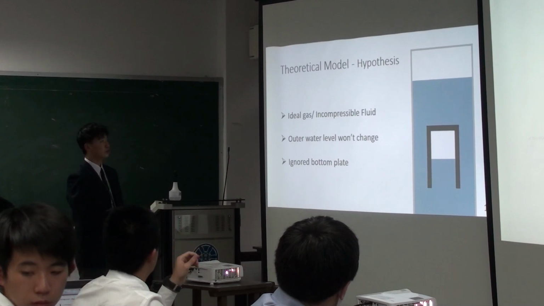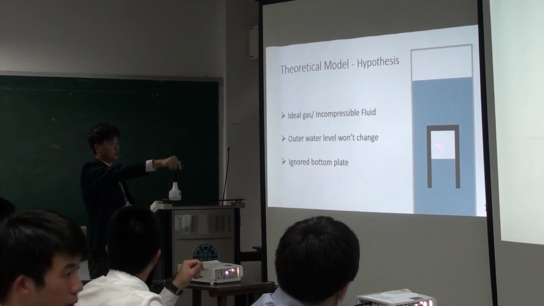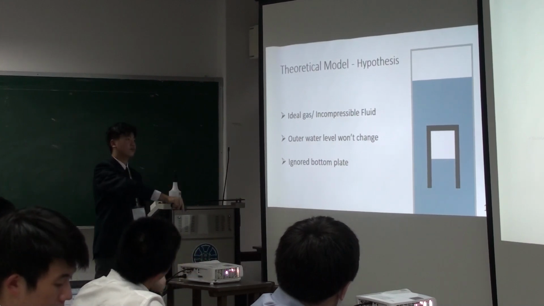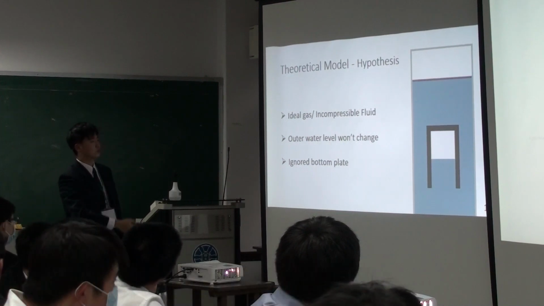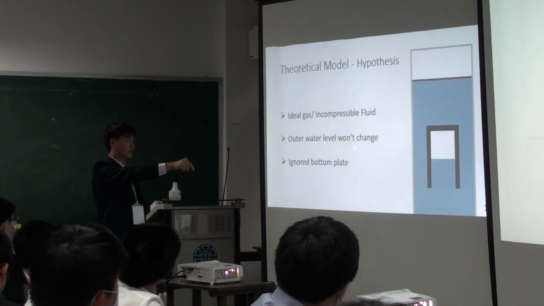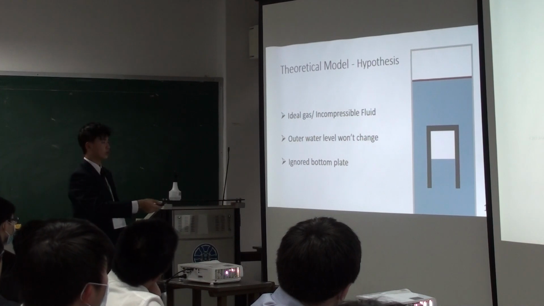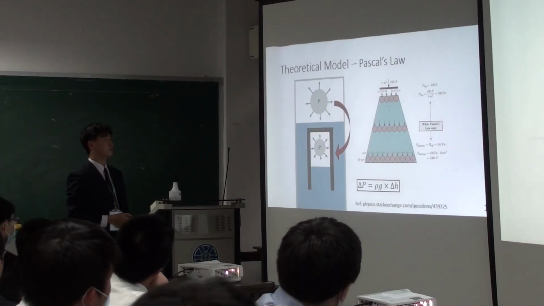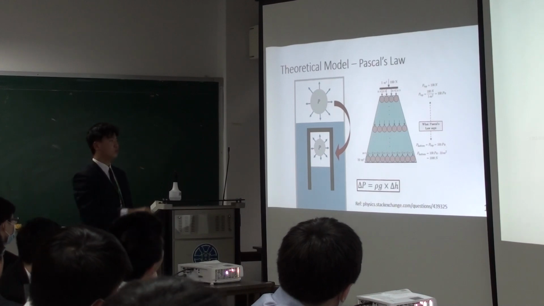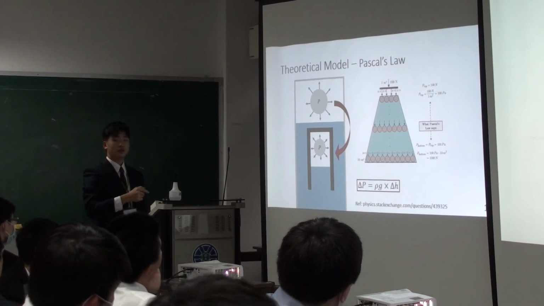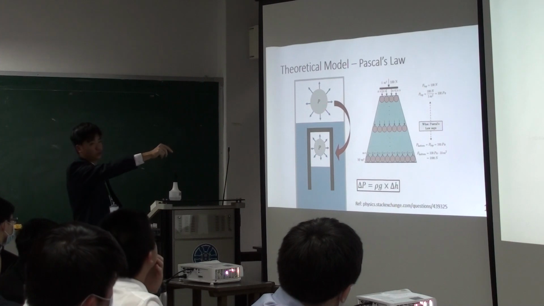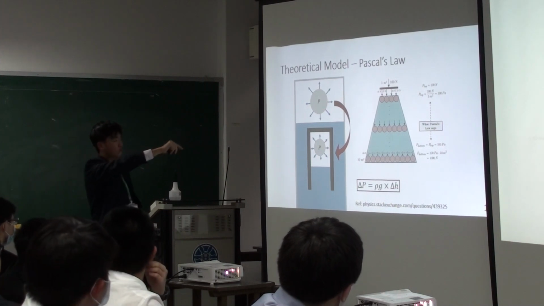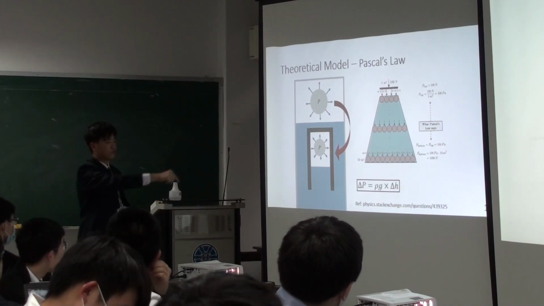In our theoretical model, there are some basic hypotheses: the air column fits the ideal gas, and our water is incompressible. Also, the outer water level will not change in our experiment, and we ignore the bottom plate since it is very thin. And this is our theoretical model of Pascal's law. We use Pascal's law to describe the phenomenon that the pressure is transferred from the surface of the long vertical tube to the diver.